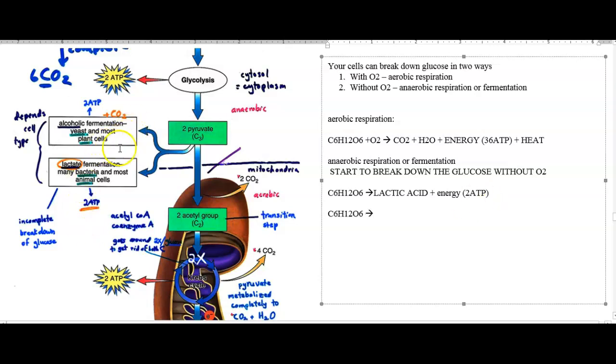And look over here, alcohol fermentation is going to produce some carbon dioxide. I'm not going to get a balanced equation here. Plus ethanol, or alcohol, which you can drink.